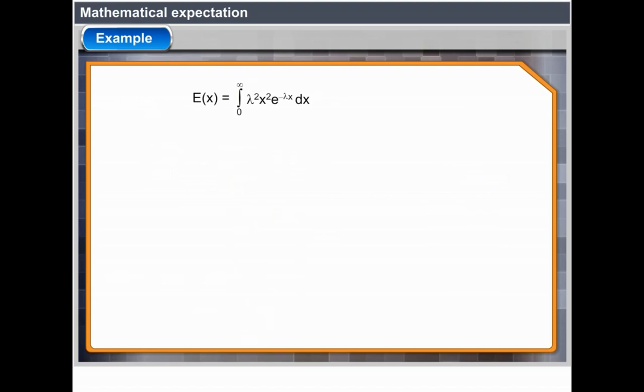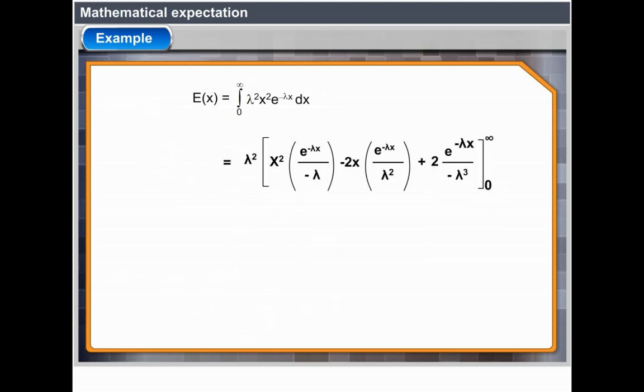Then expectation of x equal to integral 0 to infinity lambda square into x square into e power minus lambda x into dx, then equal to lambda square into, inside the bracket, x square into e power minus lambda x by minus lambda minus 2x into e power minus lambda x by lambda square plus 2 into e power minus lambda x by minus lambda cube, limit 0 to infinity, equal to lambda square into 2 by lambda cube equal to 2 by lambda.